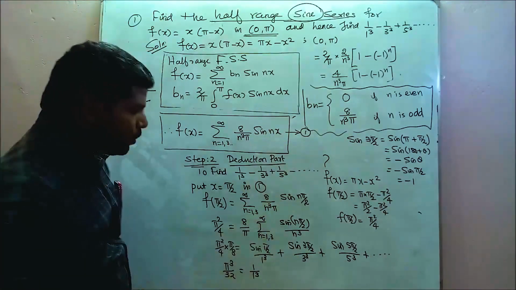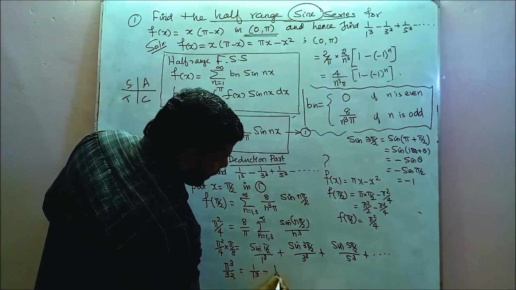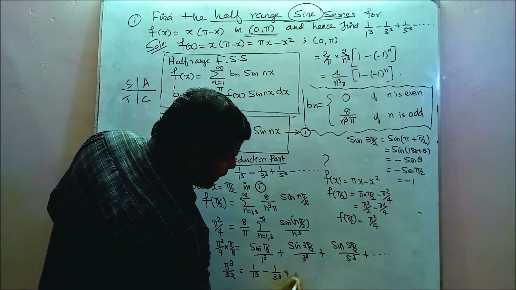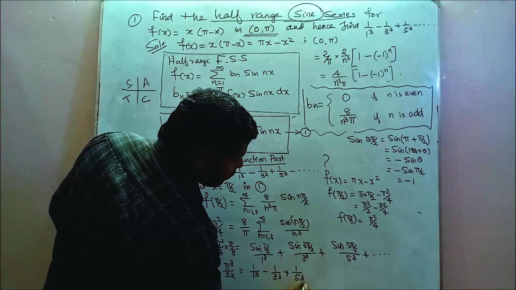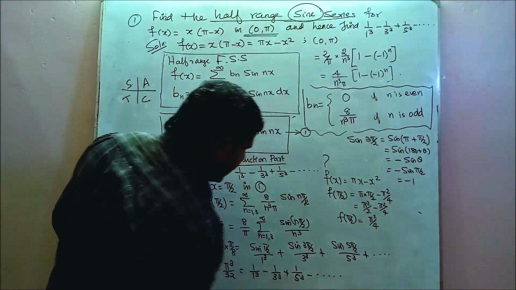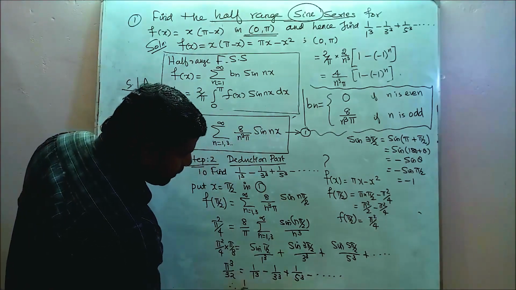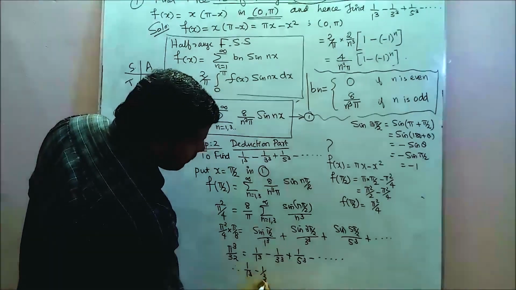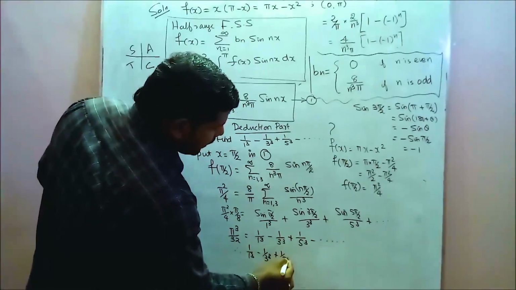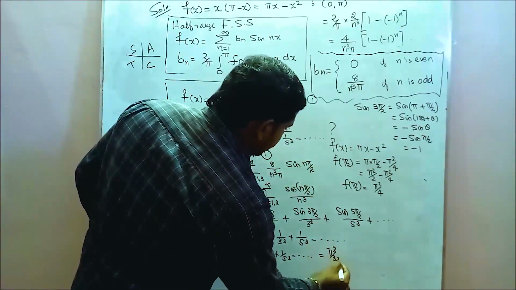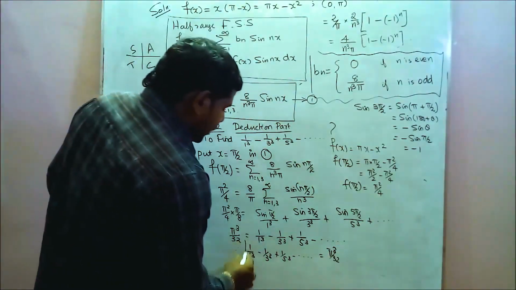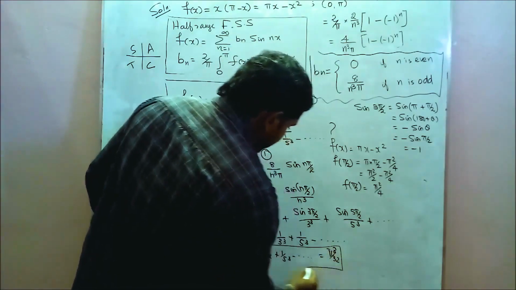Sin 3 pi by 2 அப்படின்னா minus 1 கிடைக்கும், minus 1 by 3 cube plus இதே மாதிரி sin 5 pi by 2 calculate பண்ணீங்க 1 by 5 cube, so minus etc. இப்படி கிடைக்கும். So therefore 1 by 1 cube minus 1 by 3 cube plus 1 by 5 cube minus etc. equal to pi cube by 32. So which is the required answer for the deduction part.